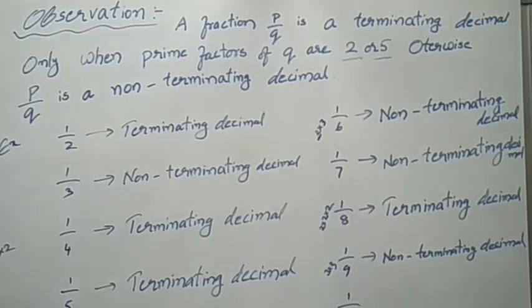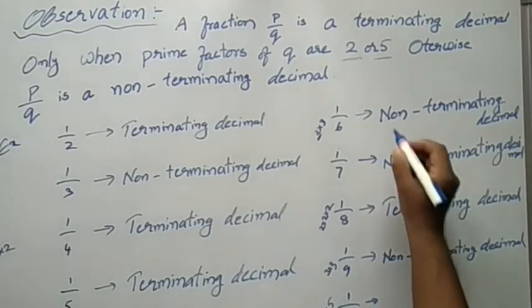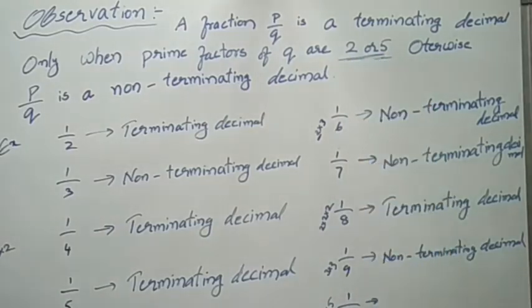10, see, 10 I can write as 2 into 5, meaning 2 fives are 10. So then, as per the definition, here 2 and 5, so then it is a terminating decimal. Means by seeing the denominator we can decide whether the number is a terminating one or a non-terminating one.